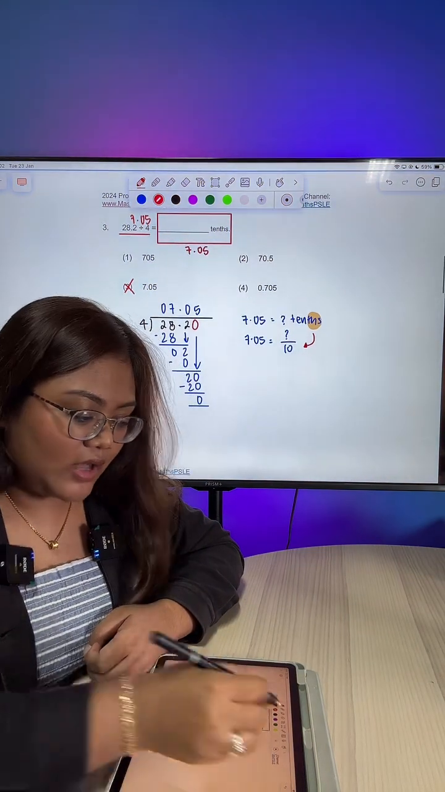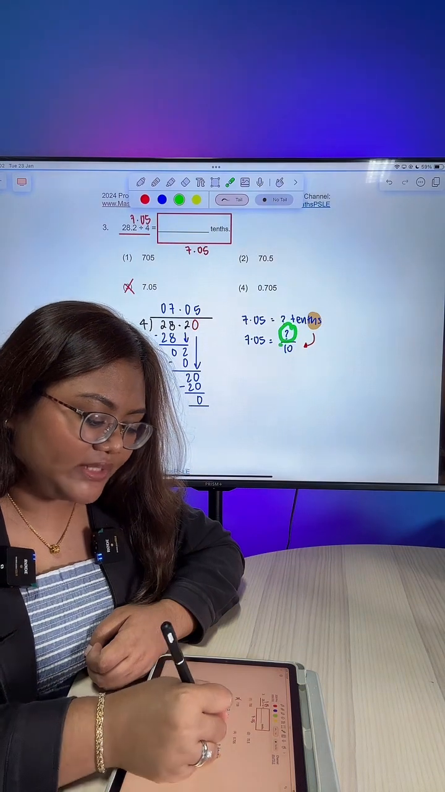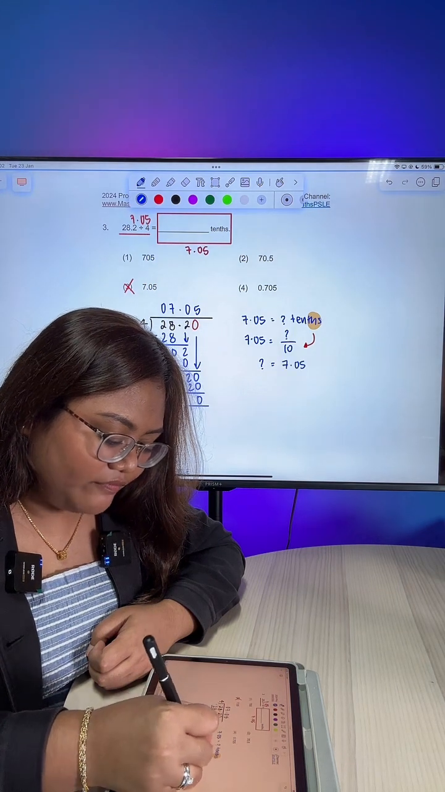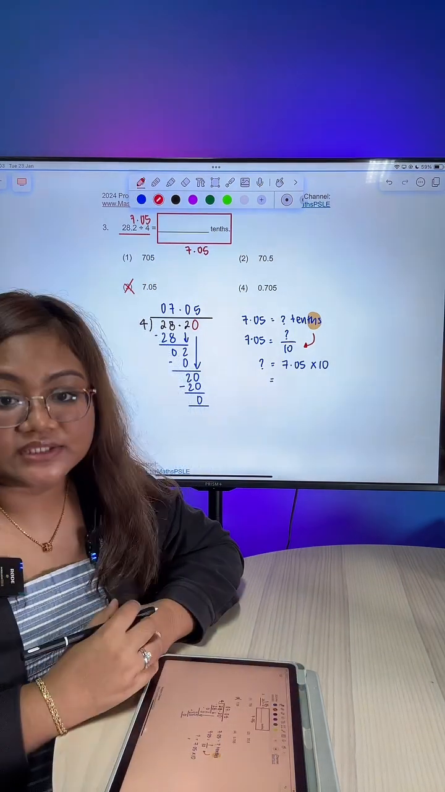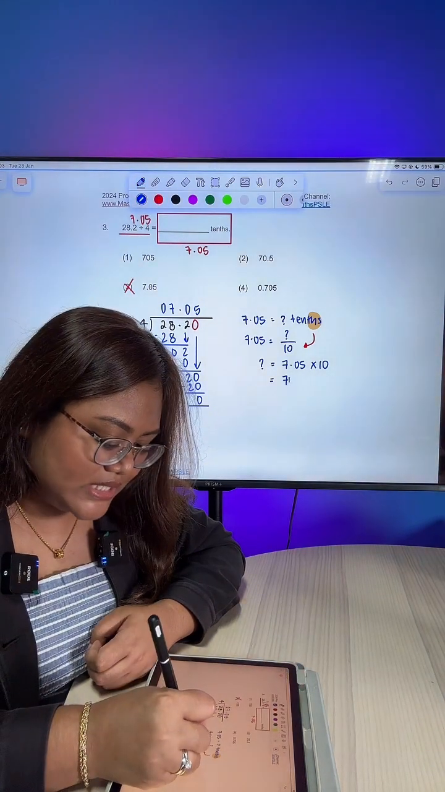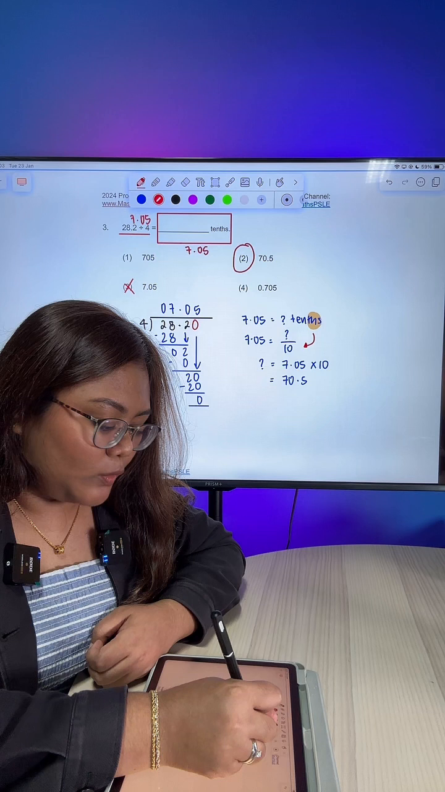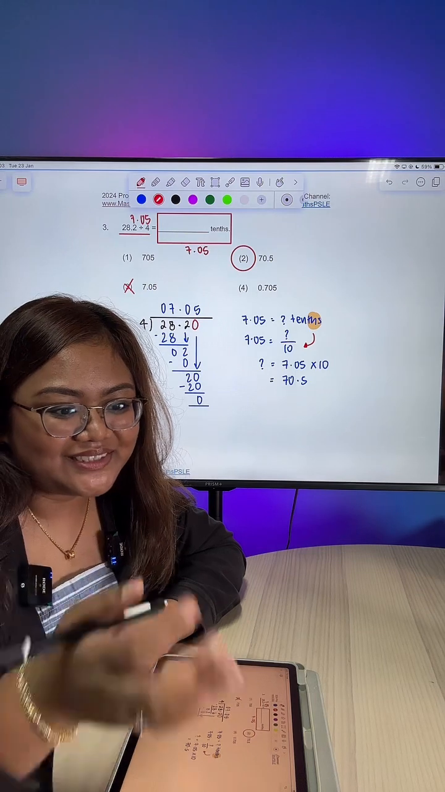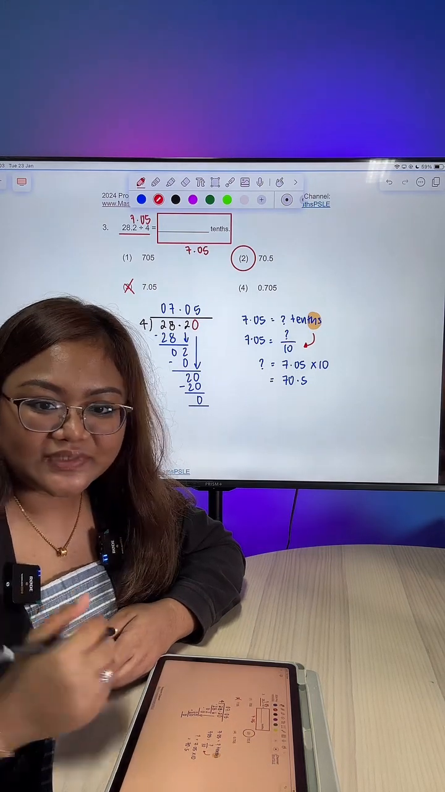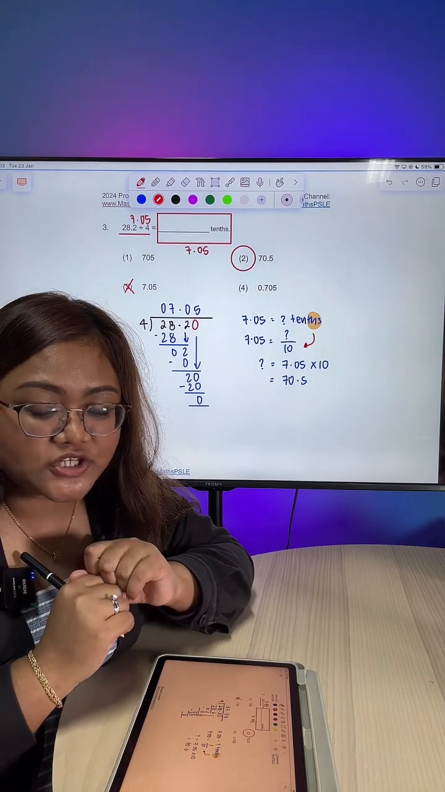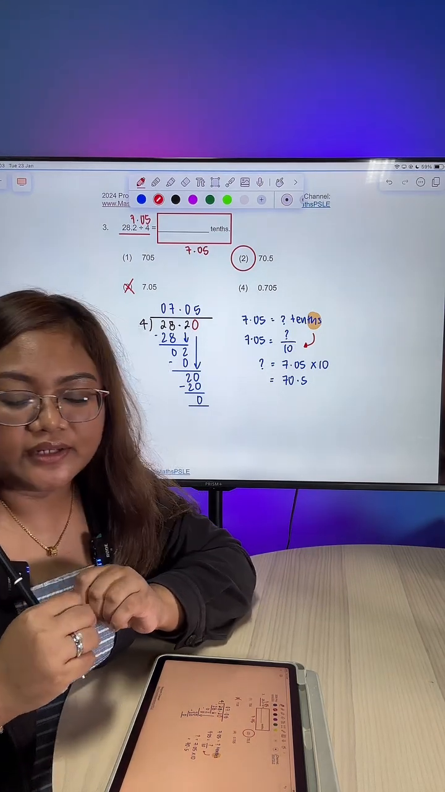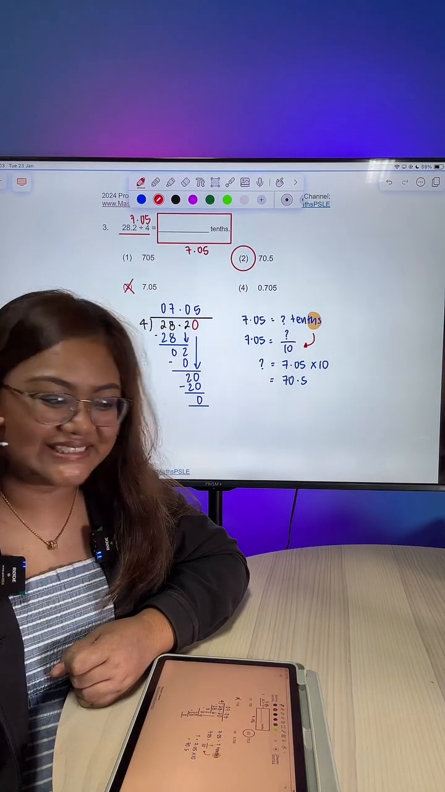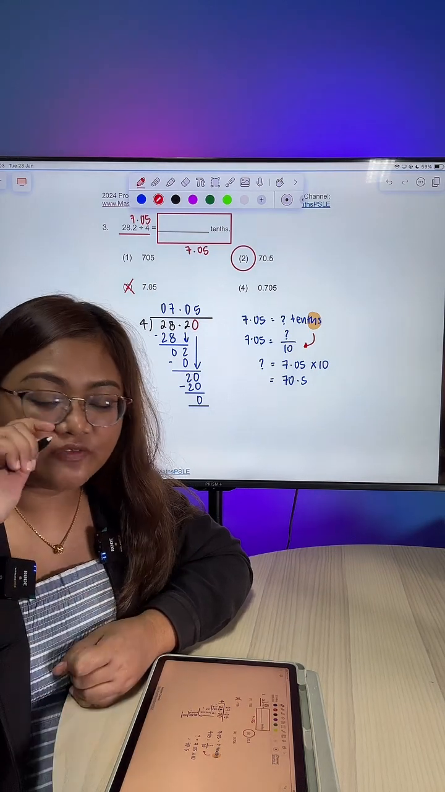Okay, therefore, I have question mark divide by 10 give us 7.05. So my question mark must be 7.05 times 10. And this will give us our final answer, 70.5. Okay, so the final answer is option 2. That's right. For those of you who are typing the explanations in, I really appreciate it. And thank you so much for helping out some of your peers as well. Fantastic job. Do we understand so far?